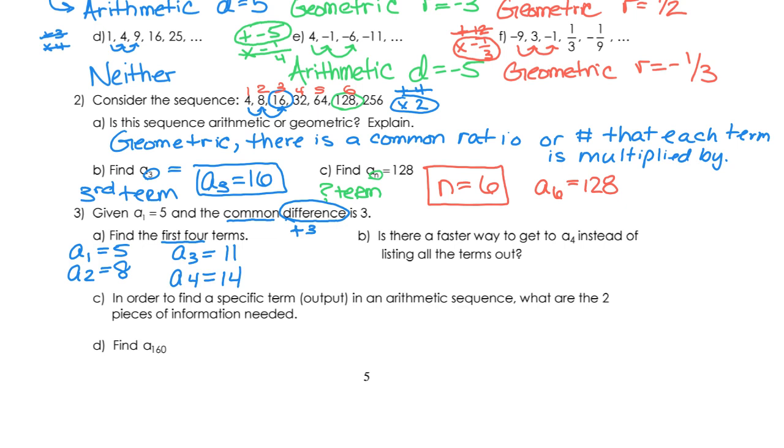Okay. Part B says, is there a faster way to get to a sub 4 instead of listing all the terms out? Well, first off, it didn't really take us that long to get there, but they're trying to figure out, like what if they asked for a sub 20, like the 20th term? Now that would take a little bit more than writing out.